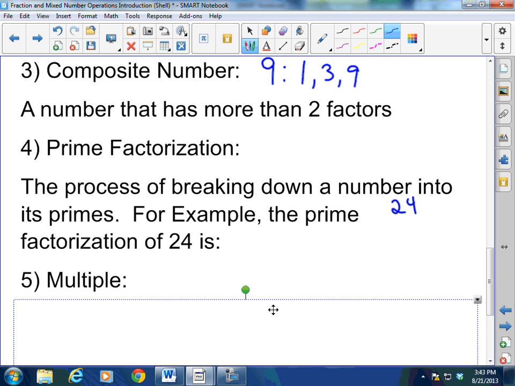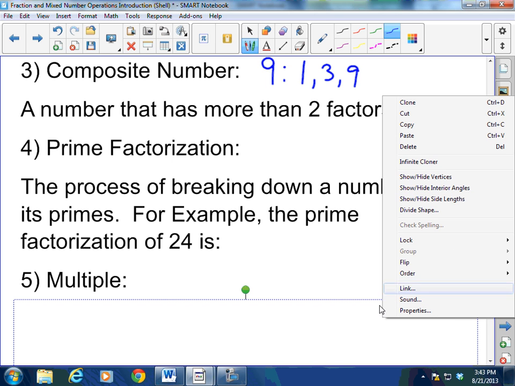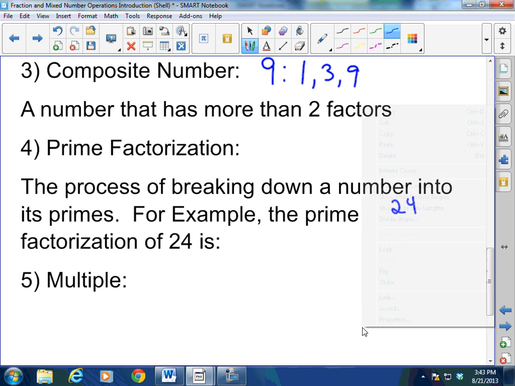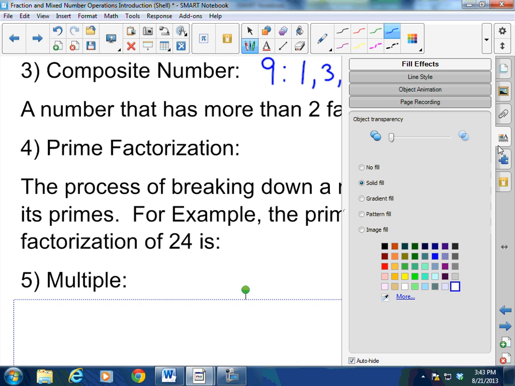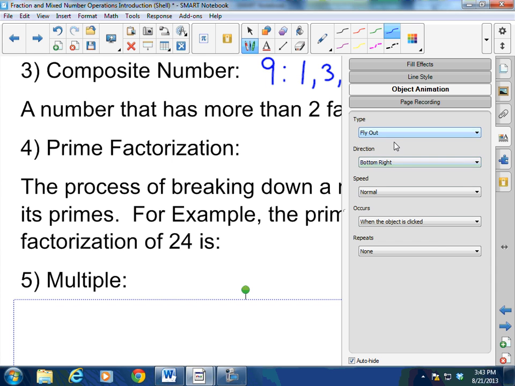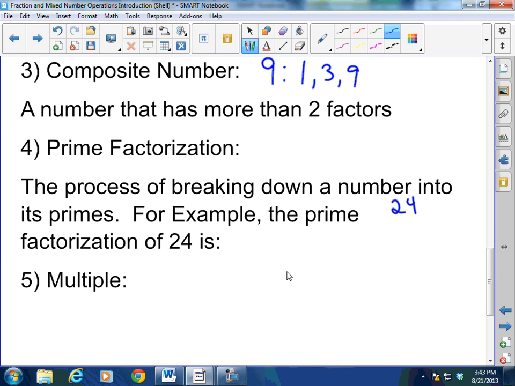Give me 1 second here, guys. This is bothering me here. Okay, sorry about that.